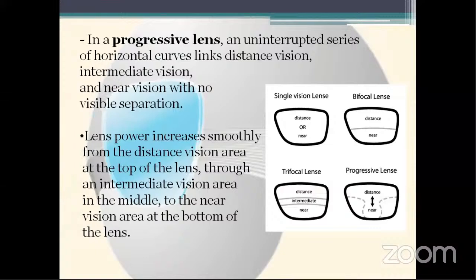Progressive lenses have an uninterrupted series of horizontal curves that links distant vision, intermediate vision, and near vision with no visible separation. This means progressive lenses provide vision for distance, intermediate, as well as near vision without any demarcating line. As we saw, in bifocals there is one demarcating line, whereas in trifocals there are two. But in progressive lenses, there is an uninterrupted series of horizontal curves which provide vision but do not give any separating lines. Lens power increases smoothly from the distance vision area at the top of the lens, through the intermediate vision area in the middle, to the near vision area at the bottom of the lens.